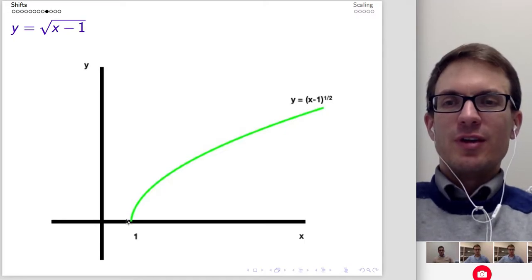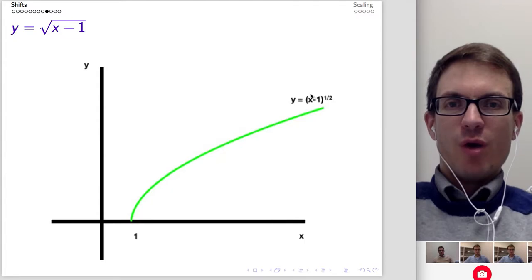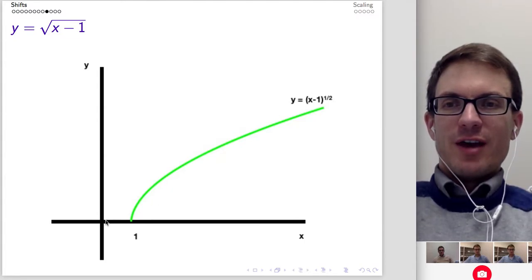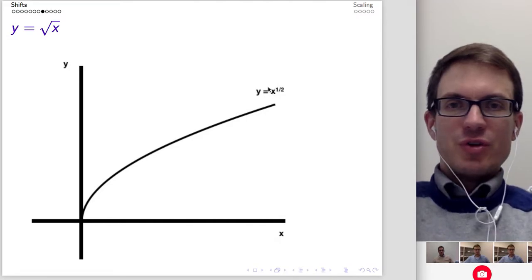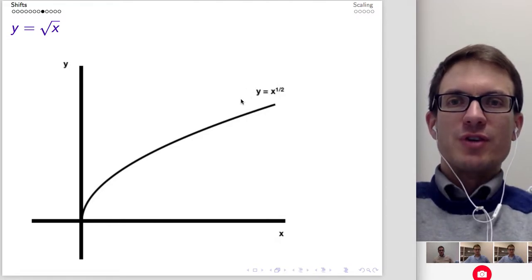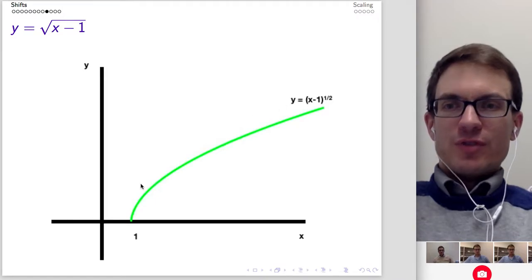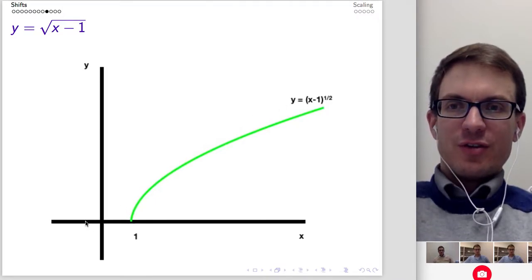To be able to begin the graph, I need to begin with an x of 1. Otherwise, I'm undefined at x of 0. Whereas previously, back here, an x of 0 was just fine as an input. It gave us an output of 0. Now to get an output of 0, to get my horizontal intercept, I need to have an input value of 1.